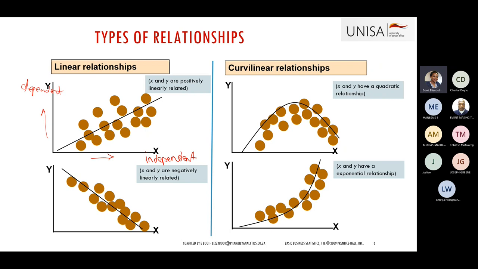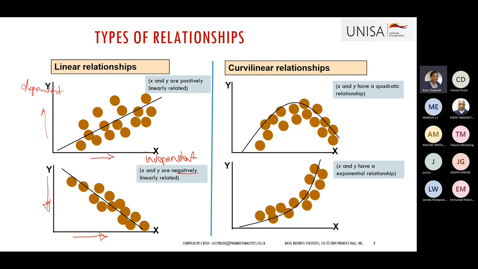When it's a negative relationship, we say when the values of X are increasing, which means the values of your independent variable increase, the values of your dependent variable are decreasing, and that is called a negative relationship. So in terms of the direction, it will just be a negative relationship. We will talk about the strengths just now.